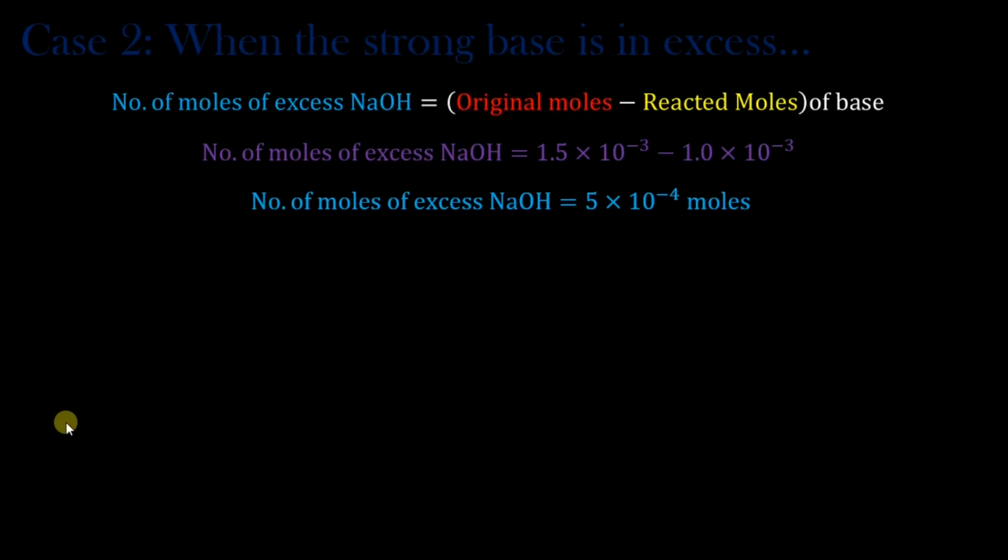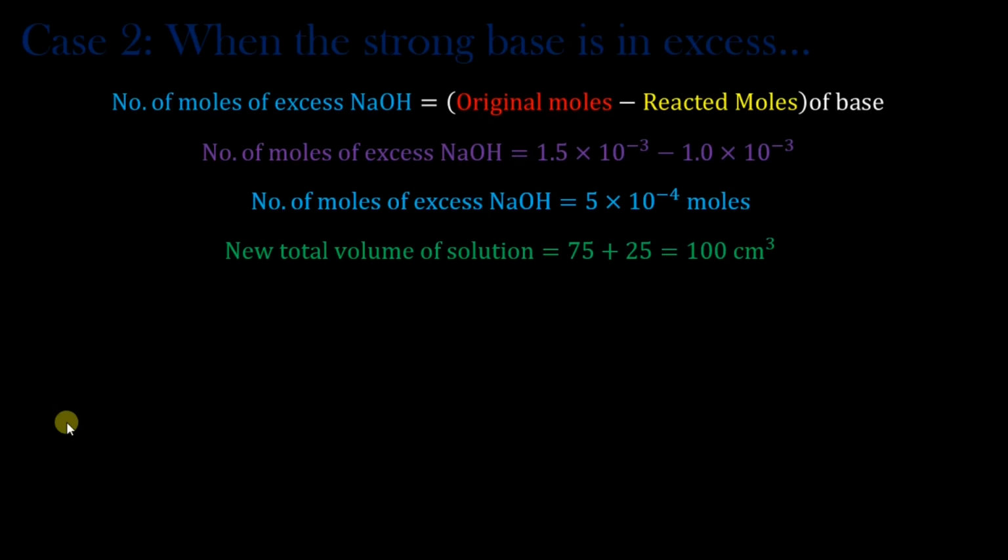And the excess sodium hydroxide is in the total volume, and the total volume there is going to be 75 plus 25, giving us 100 cubic centimeters. So using this total volume and the number of moles of excess sodium hydroxide, we can calculate the new molar concentration of the sodium hydroxide in excess.